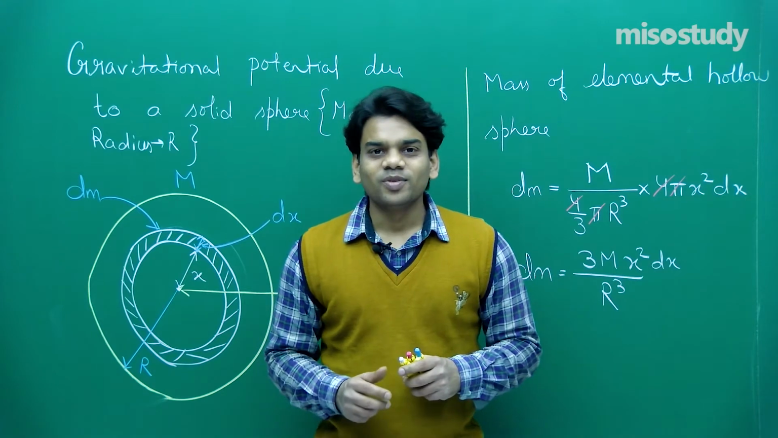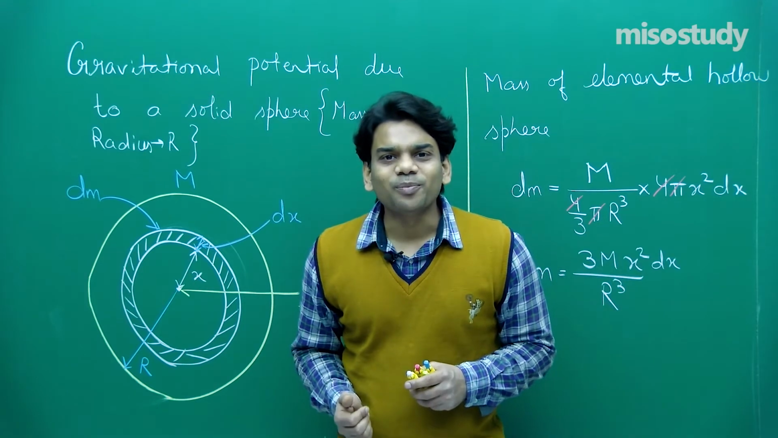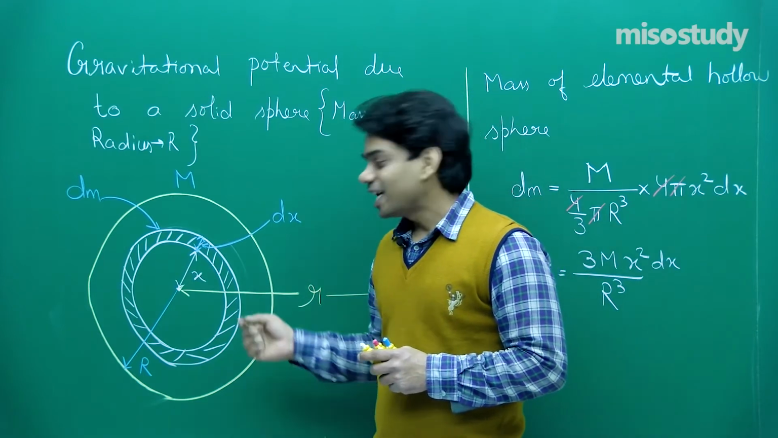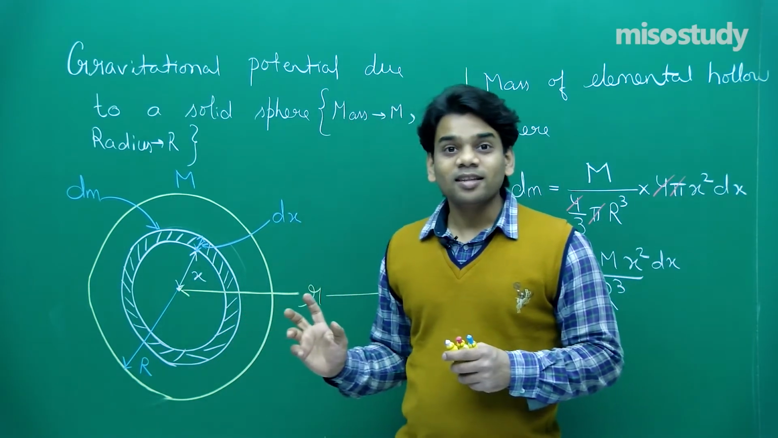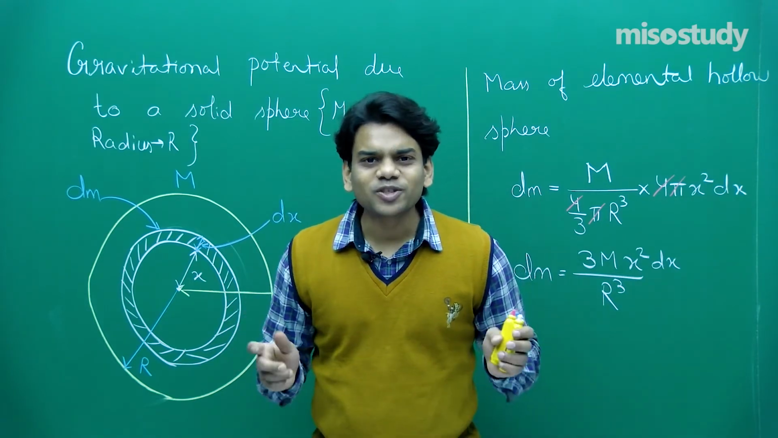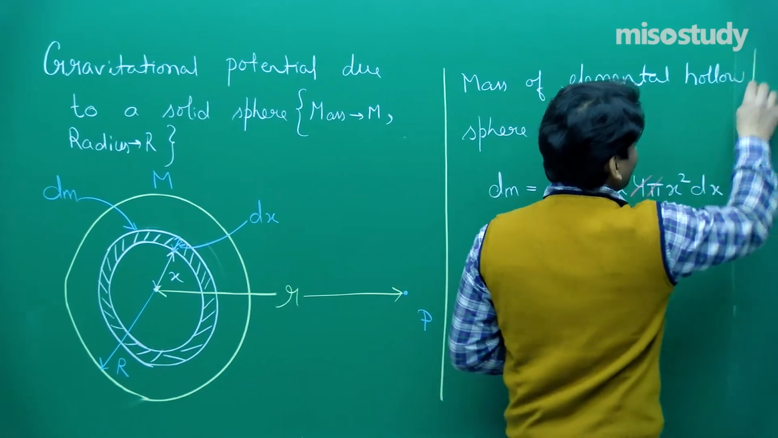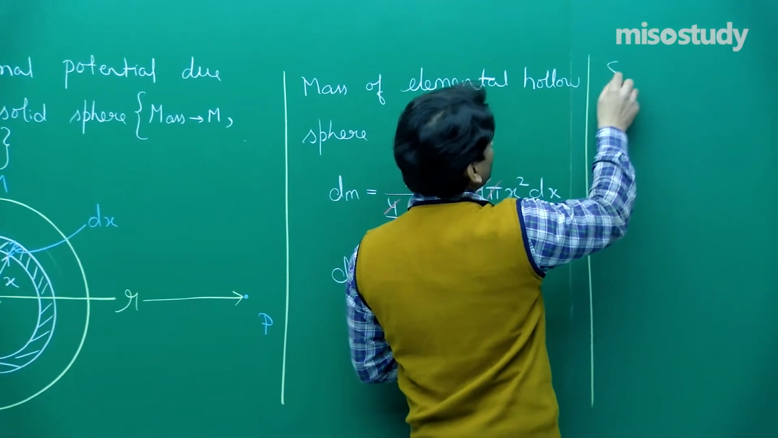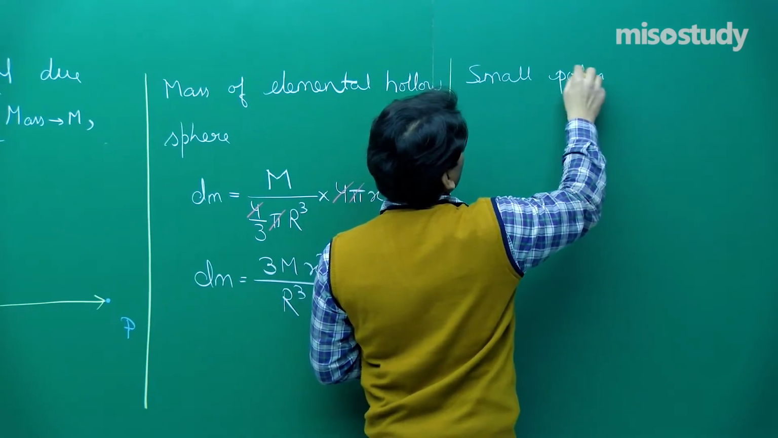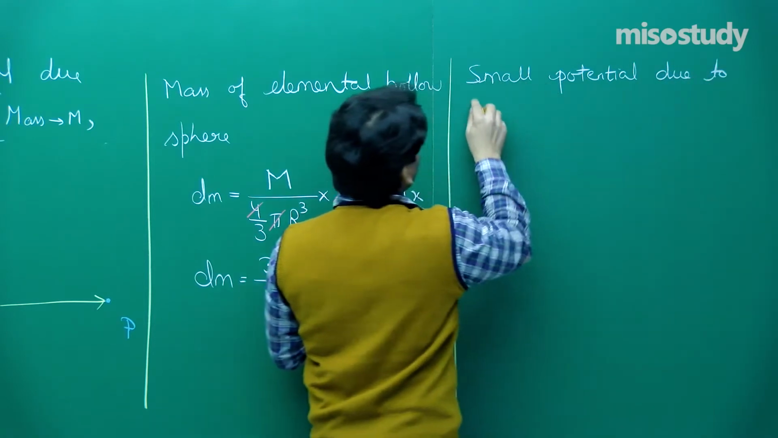Now we know that the potential due to a hollow sphere at any distance r is given by minus GM by r if the point is external. You see here this point P is acting as an external point due to this hollow sphere. In the last class we talked about potential due to a hollow sphere at an external point, which was given as minus GM by r, where r was the distance from the center. So let me write down a small potential due to the hollow sphere of mass dm, which we have imagined.